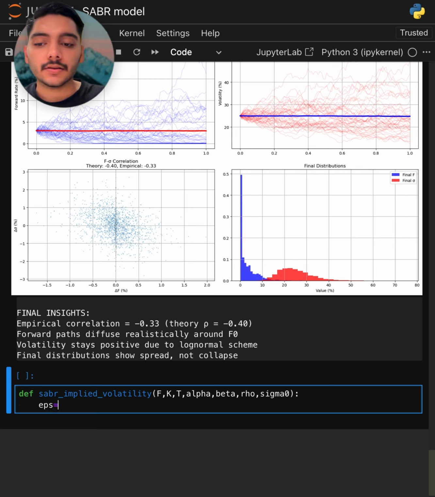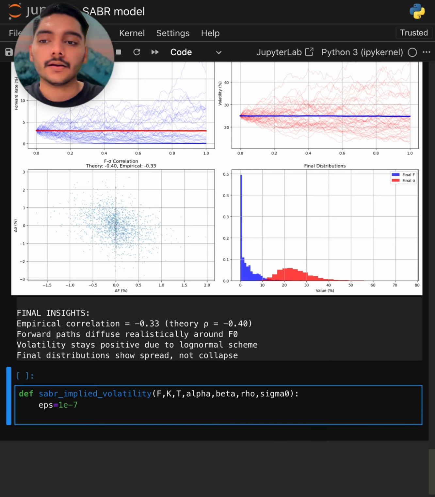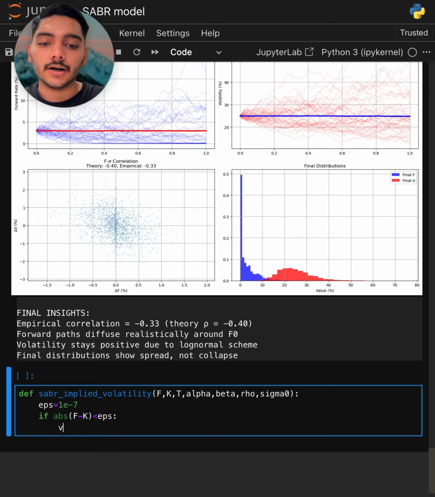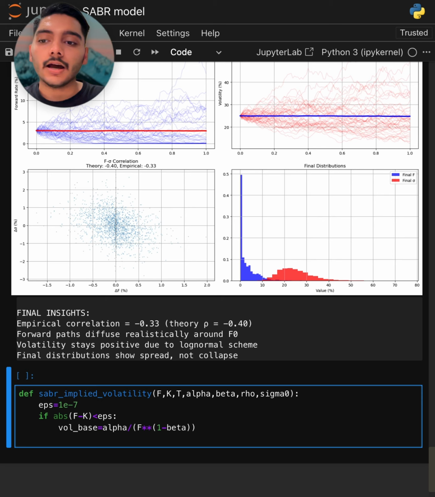So let me define the epsilon, epsilon equals 1e-7, and if the absolute value of f minus k is less than epsilon, the volatility base is defined as alpha divided by f to the power 1 minus beta. Now we will do the time correction.